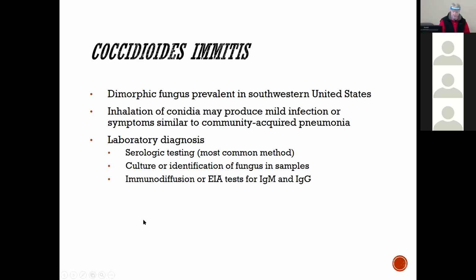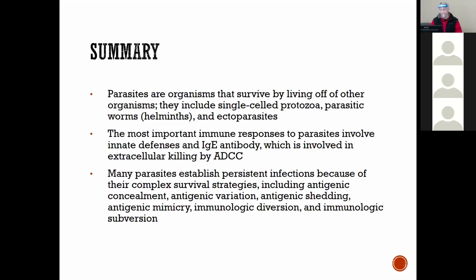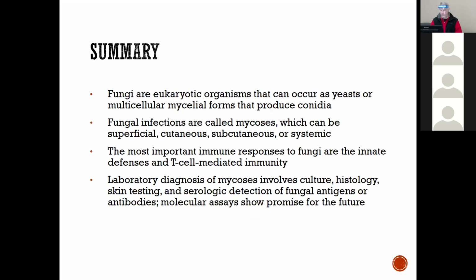All right, and our last one to finish up is Coccidioides immitis, dimorphic again, prevalent in southwestern United States. So we don't see this one as much, but it could still be around for us. Inhalation of the spores produces mild infections, similar to community-acquired pneumonia. Again, we can do serological testing, culture and identification of the fungus, immunodiffusion, and enzyme immunoassays, looking for IgM and IgG.